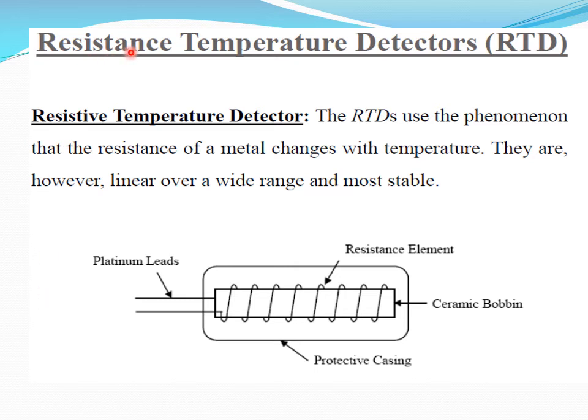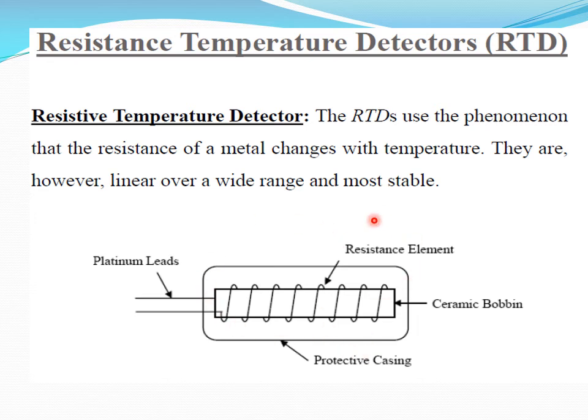Next we come to the resistance temperature detector, normally referred to as RTD. What is the RTD? The RTD uses the phenomenon that the resistance of a metal changes with temperature. There are certain materials which change their resistance with the temperature. That property is used for the RTD. They are linear over a wide range and most stable. Compared with the thermocouple, it is a stable measuring device.